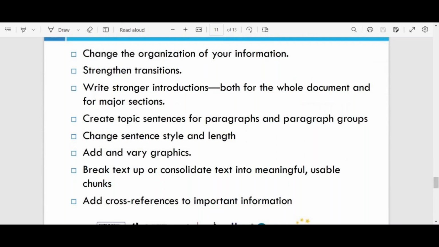Add cross references to important information. So when you're talking about information that's important, you will refer the person to something. You may cross reference them to another source, or you may say you can find this information on coca-cola.uk, or on another website. So you cross reference people to important information that is needed.